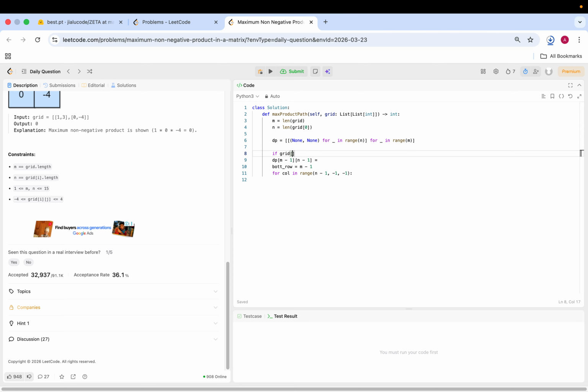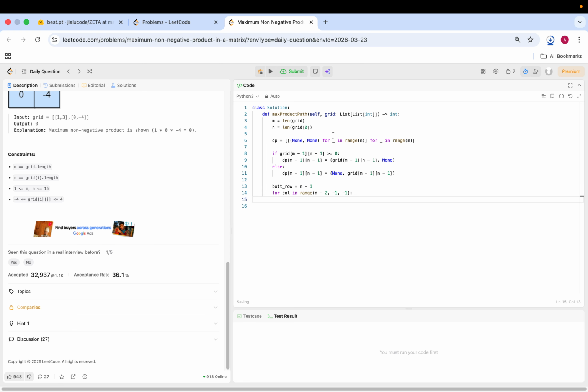If grid at m minus 1, n minus 1 is greater than or equal to 0, then the dp there is equal to the grid value, none, else the dp value is none, and then the grid value. So that's the base case. And then I don't have to do n minus 1, I can do n minus 2. So I just got to make sure that that makes sense, but I think that should work.